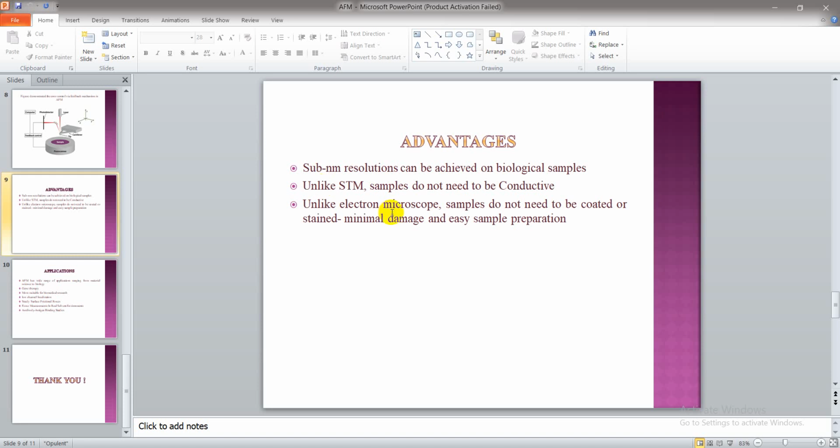So in electron microscopy, we need to coat our samples so as to analyze the behavior of the electrons striking on the samples. So we can say that our sample gets minimum damage, subject to the condition that we are not analyzing the sample in contact mode. And one of the biggest advantages of this particular technique is that no specific preparation is required for the sample to be analyzed with the help of AFM.